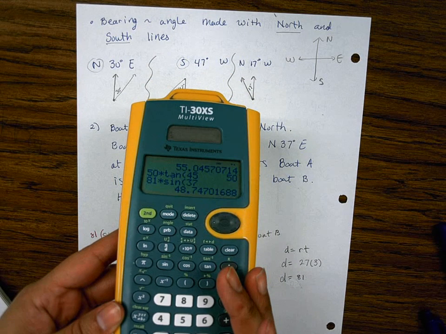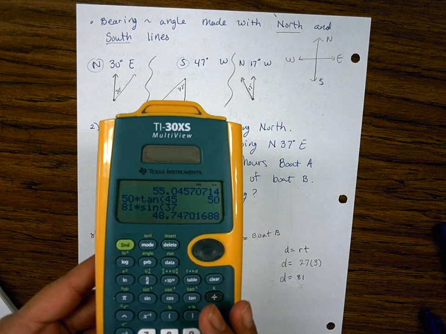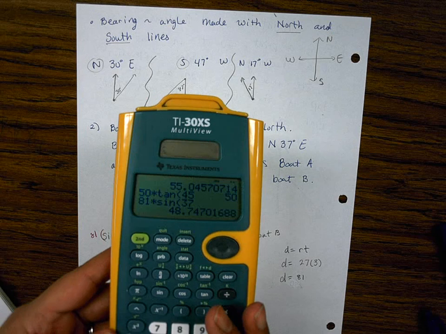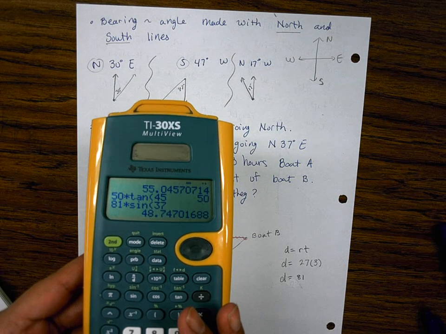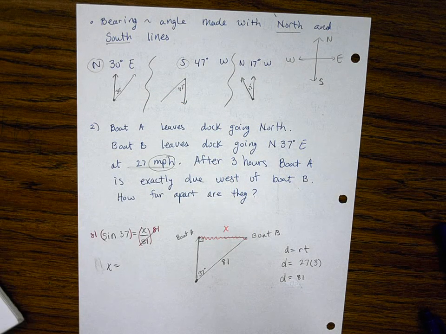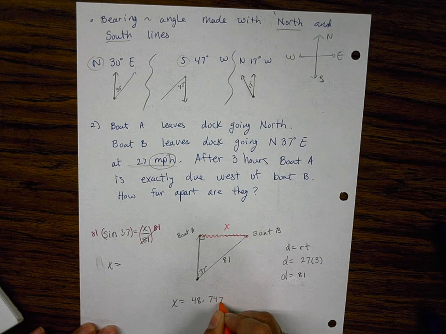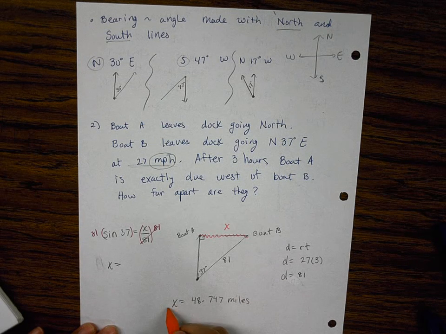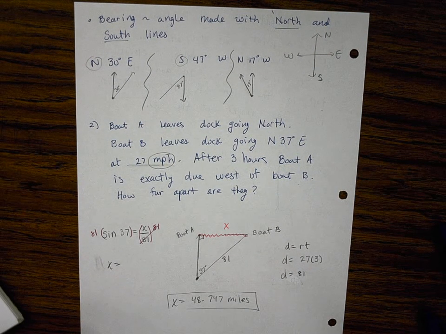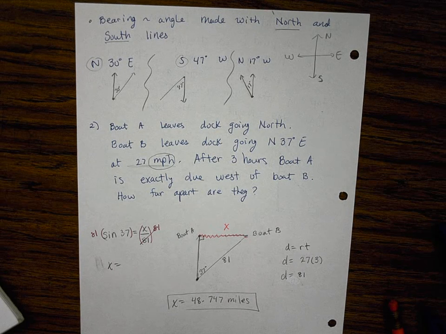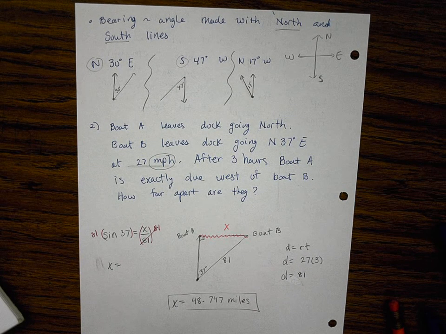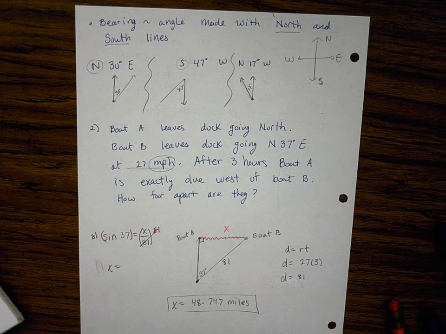Again, because of the lighting, you can't see my calculator very well, but you can plug it in on your own. Okay. Well, it says as an answer, and again, you should be plugging it in to get the practice, 48.747. 48.747 miles. That's how far apart they are after 3 hours.